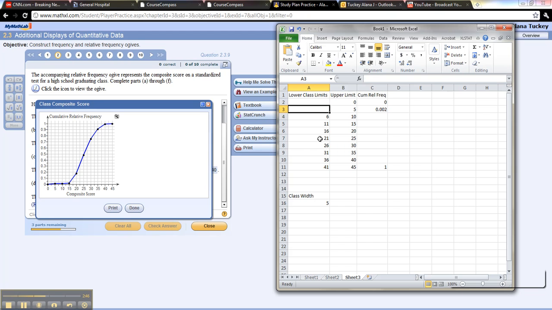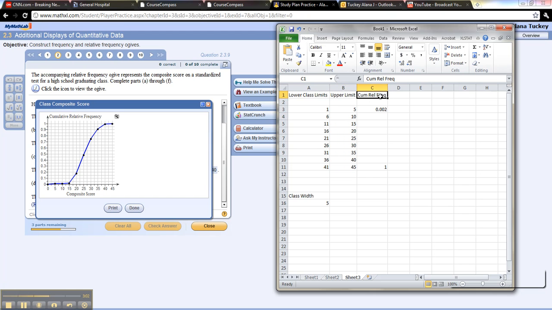Down here, 5 lower than this would be 1. And you don't have to worry about this class at all because this class doesn't really exist. So the first class is technically 1 to 5. Next class is 6 to 10. All right, I hope that helps with finding that.